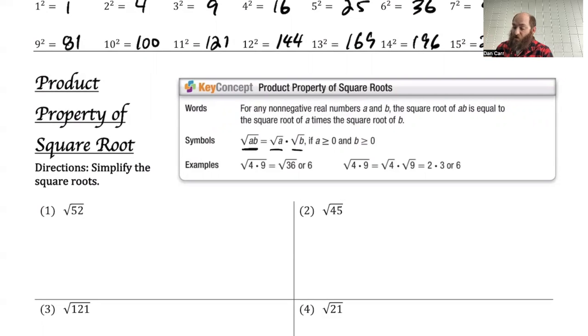Okay. So for example, if I have the square root of 4 times 9, that's the same as square root of 36, which is the same as 6. But I could also do it this way, where I split it up. I can take care of the square root of 4 and take care of the square root of 9 separately, which gives me 2 and 3. Once I multiply those together, I still get 6 as an answer. Okay, so that's just a quick way to show why this works.